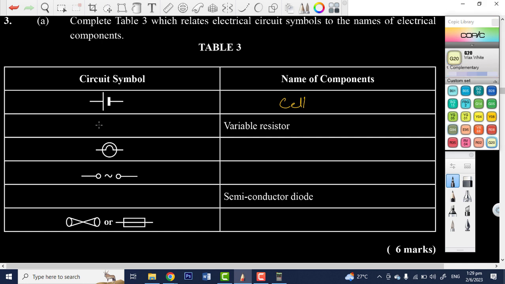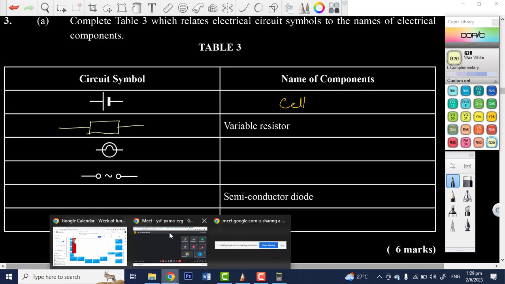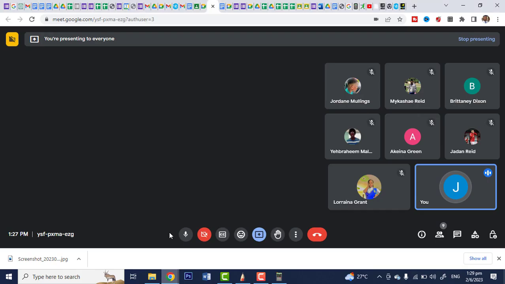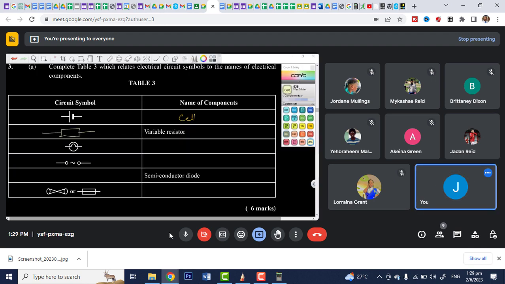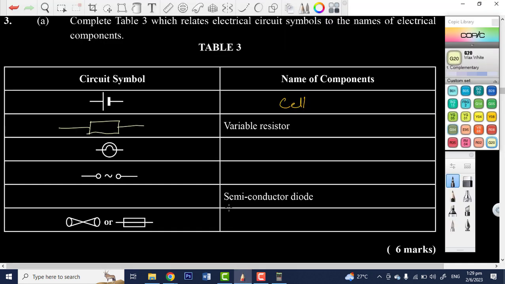Now, they want us to draw a variable resistor. Now, we know that the symbol for a resistor is this one right here. But if we want to draw the symbol for a variable resistor, what do we do? Jaden? Draw an arrow through it. Right, so let's put an arrow through it like that. So we put the arrow through it to indicate that it's a variable resistor. For this symbol now, what's this? Right, so a filament lamp.